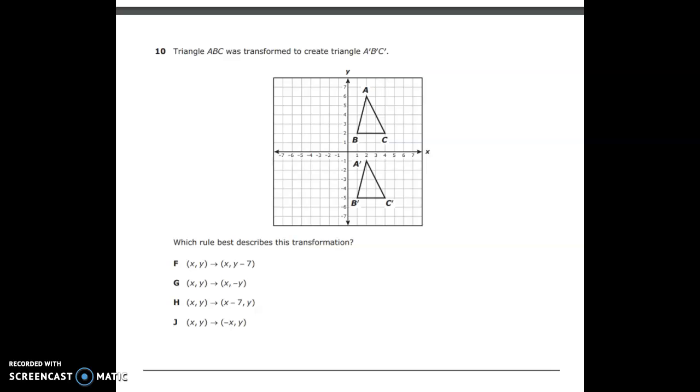Number 10. Triangle ABC was transformed to create triangle A prime, B prime, C prime. Which rule best describes this transformation? (x, y) yields (x, y minus 7). (x, y) yields (x, negative y). (x, y) yields (x minus 7, y). (x, y) yields (negative x, y).